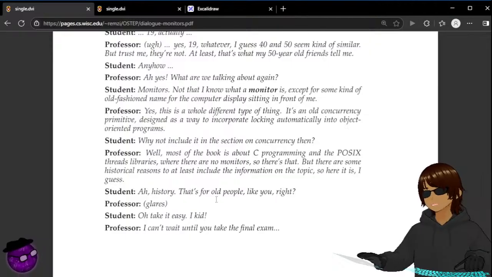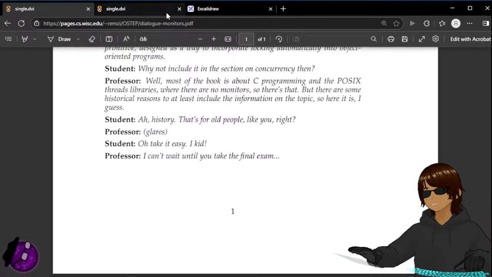Student: History, that's for old people like you, right, Professor Chris? Professor: Oh, take it easy, I get it. But I can't wait until you take the final exam.